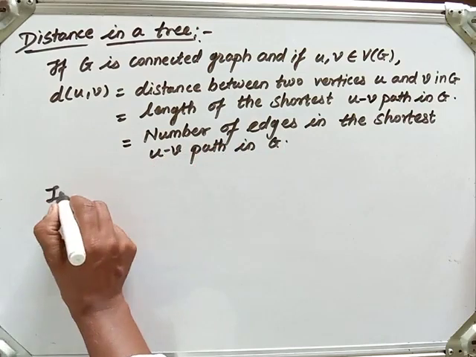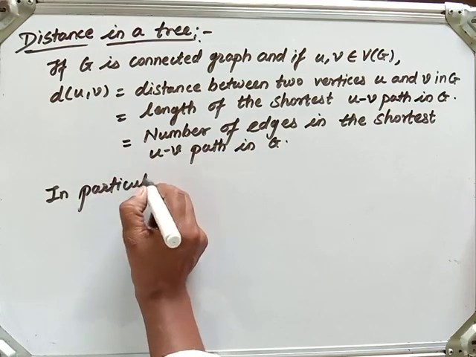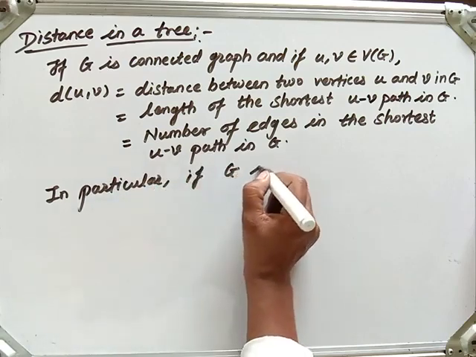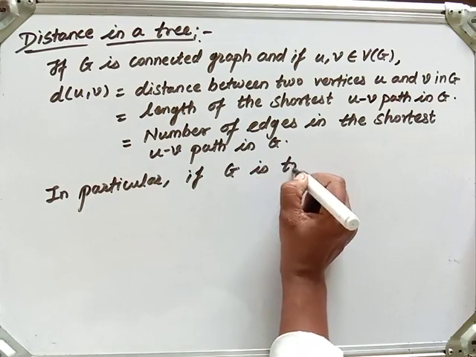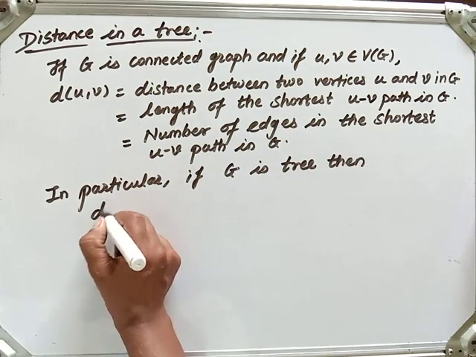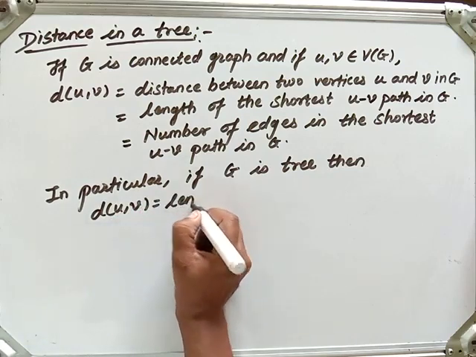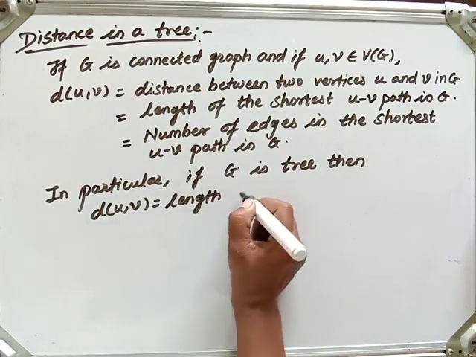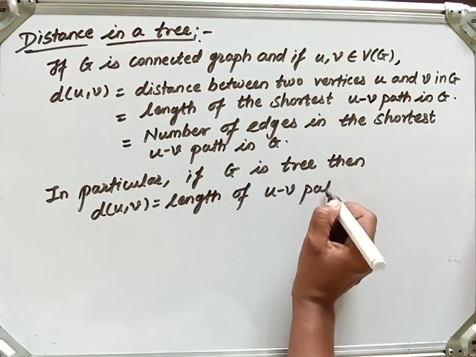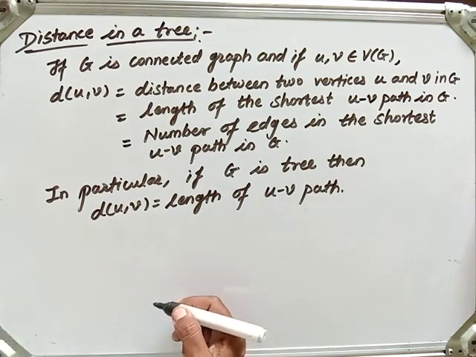In particular, what can we say? If G is a tree, then the distance between U and V is the length of the UV path. The number of edges in that one, or length of UV path.